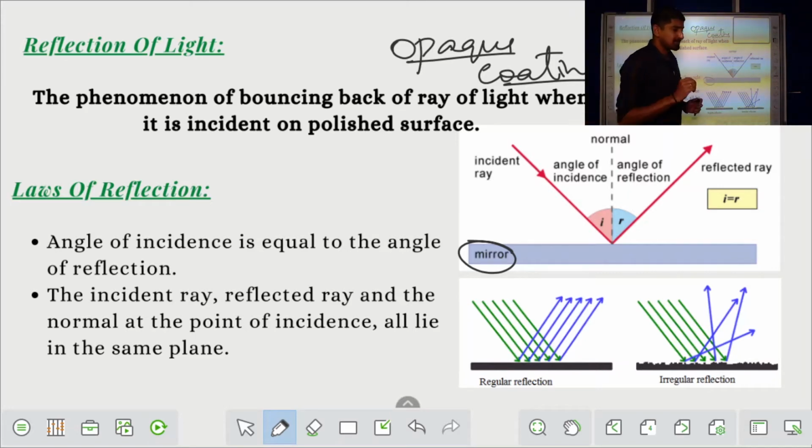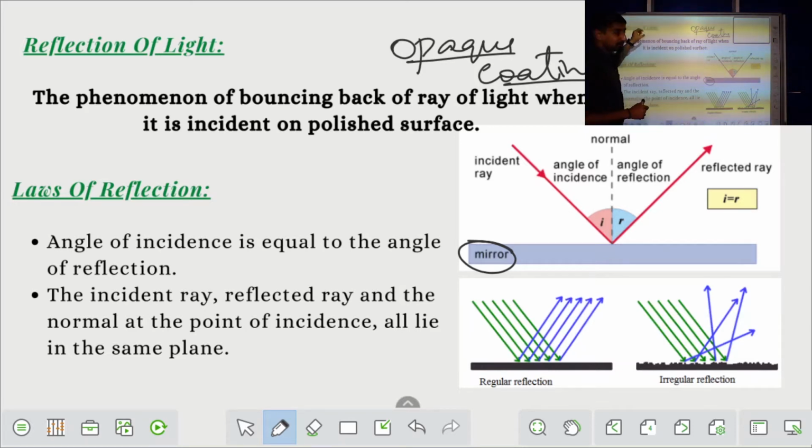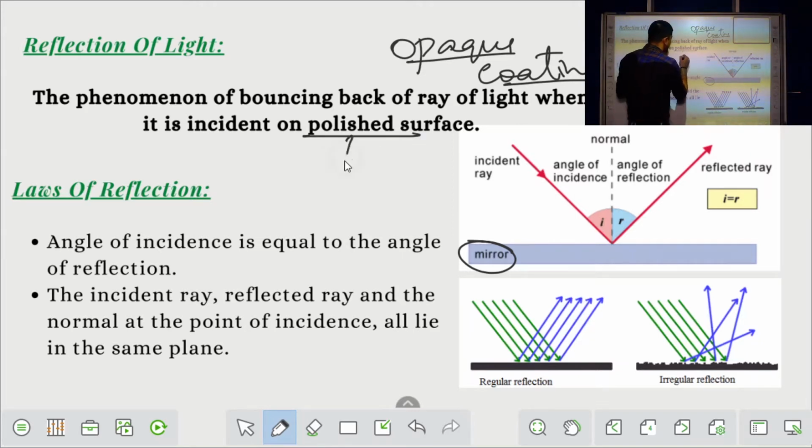Now again, you can give a lot of simple day-to-day life examples. For example, you have a tennis ball or a basketball. You people have a habit of dribbling the ball, correct? How do you dribble? You just push the ball to the ground. So what happens? It bounces back. So reflection is something that happens when light falls on a polished surface. A polished surface is nothing but an opaque object.